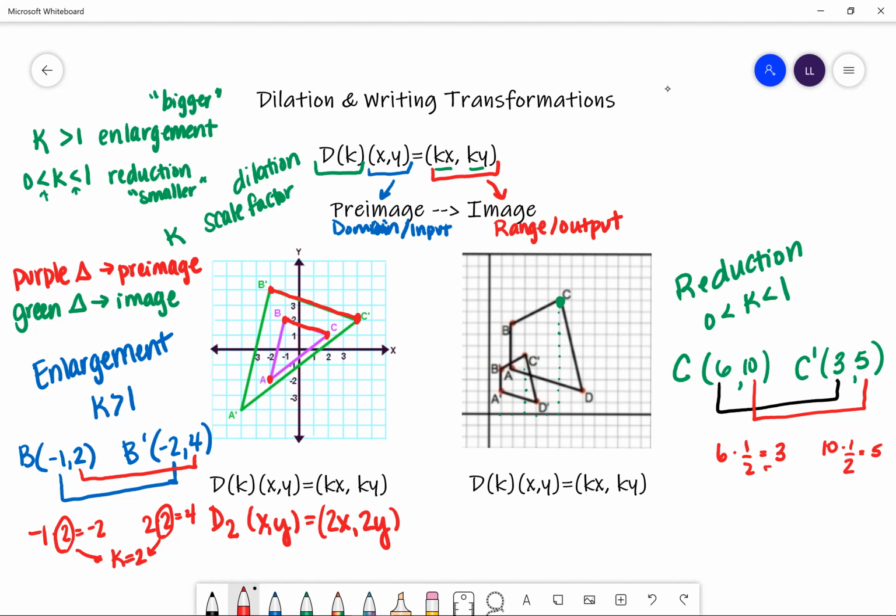So that means my K is a half. This is how you would write the rule: D of 1/2 of (X, Y) is equal to half of X and half of Y.